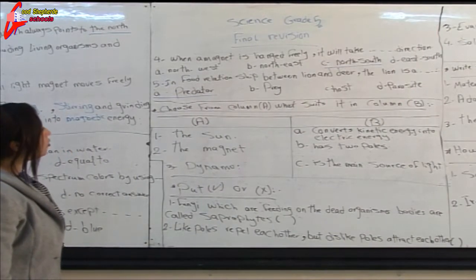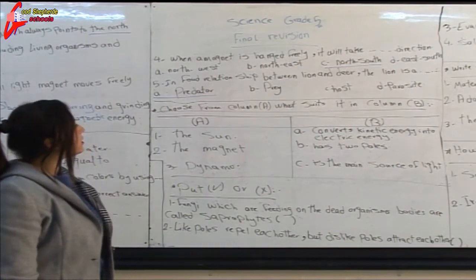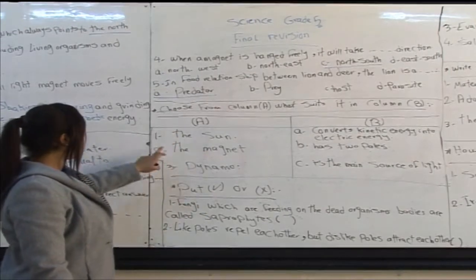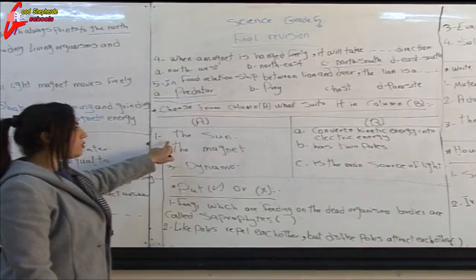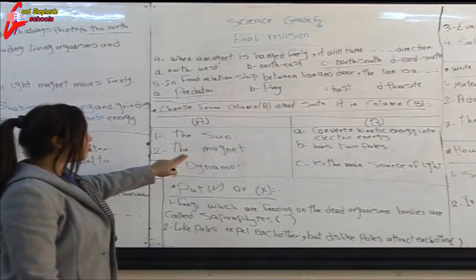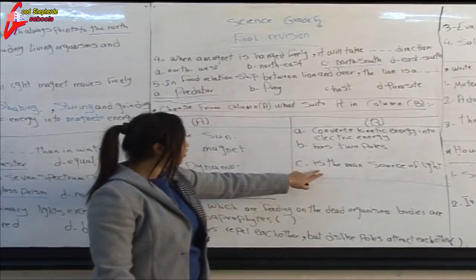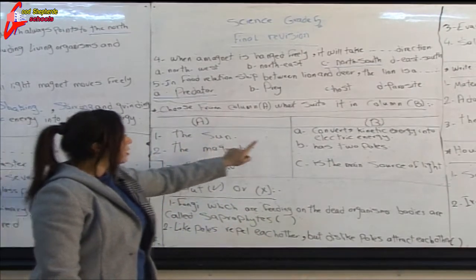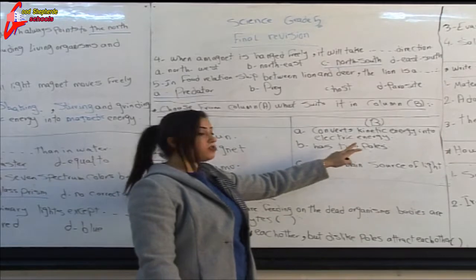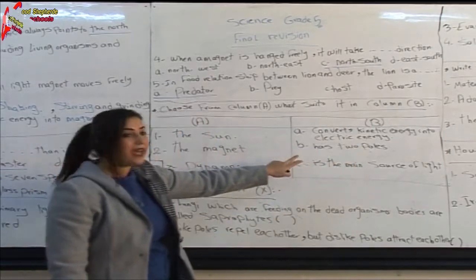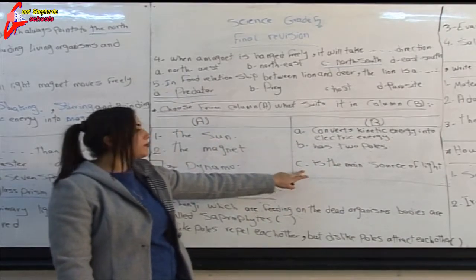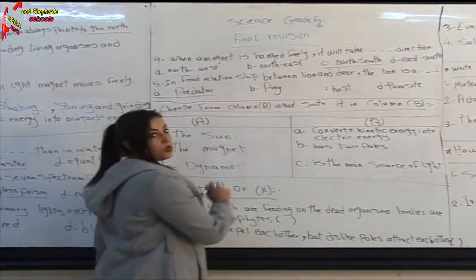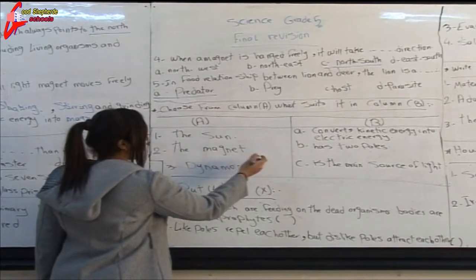Choose from column A what suits it in column B. In column A, we have 3 points. Number 1, the sun. And we have to choose in column B what suits the sun: it converts kinetic energy into electric energy, or has 2 poles, or is the main source of light. Of course, it is the main source of light. So, number 1, the answer is C.